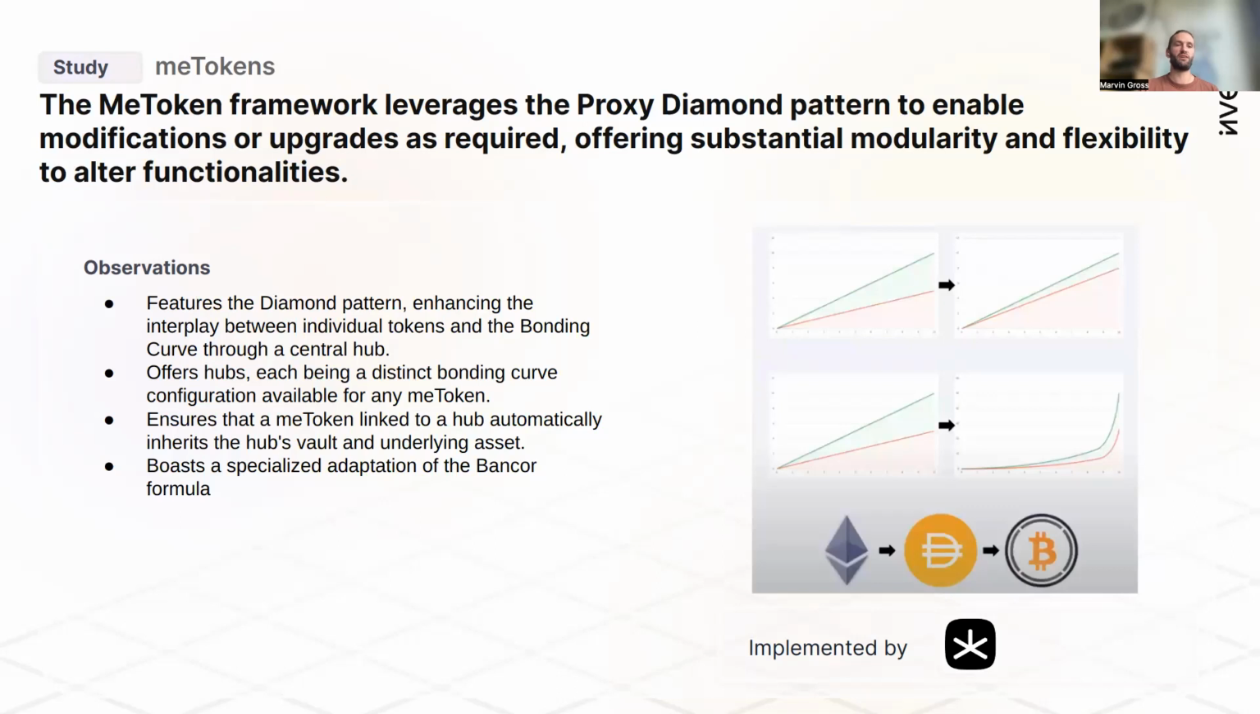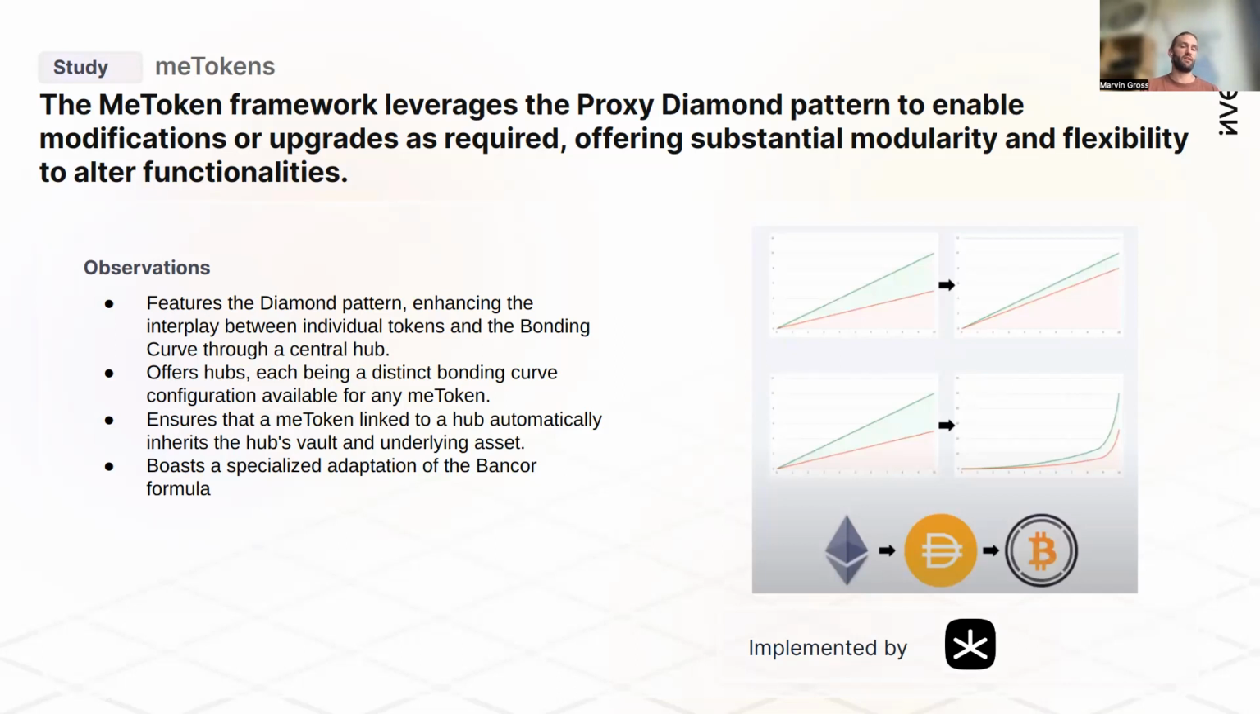It features a diamond pattern, which enables all kinds of functionalities within this diamond pattern. One of them is they have the bonding curves in a central hub. The bonding curve in this context is used to create a market for the personal token. These hubs that they offer make it easy for meToken holders, or say creators, to subscribe to different types of configurations of bonding curves that are already created, and by doing so, inheriting all the hub's vault and underlying assets.